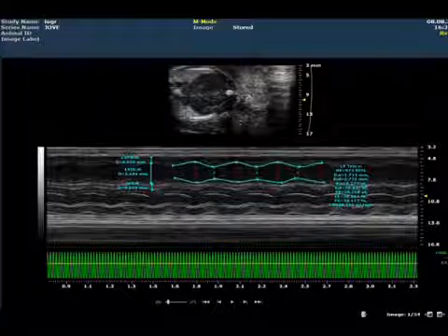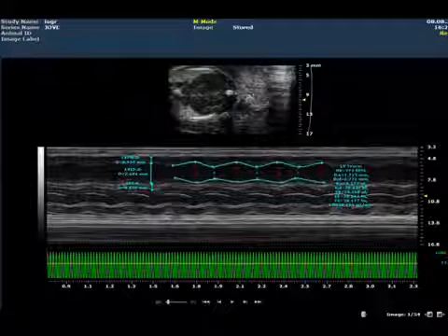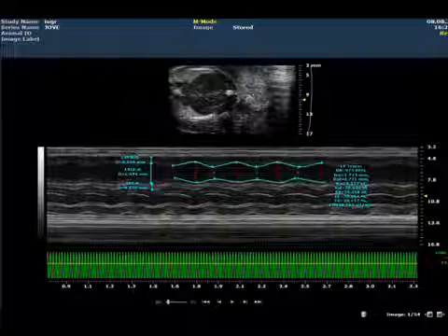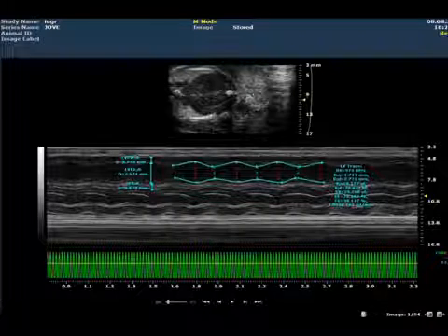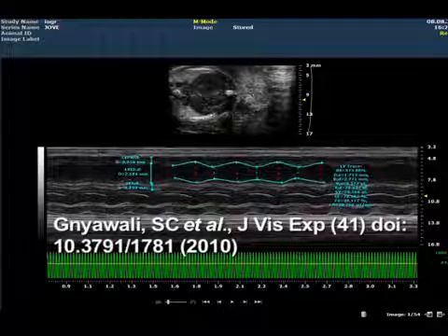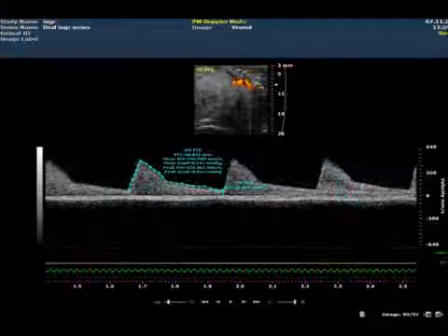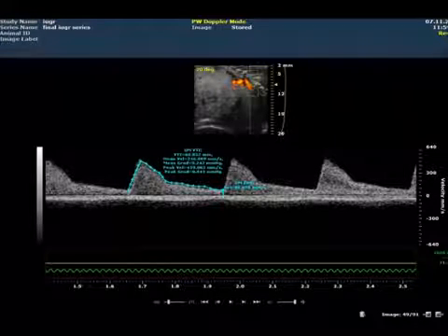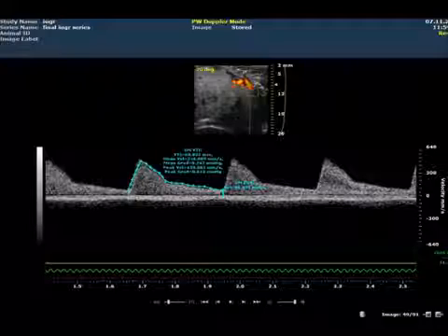To analyze the data offline, use the VisualSonics cardiac package for calculating M-mode echocardiography indices, and for strain analysis, use the Vevo strain algorithm as previously described. Finally, using the VisualSonics cardiovascular analysis software, calculate the pulsatility index, or PI.